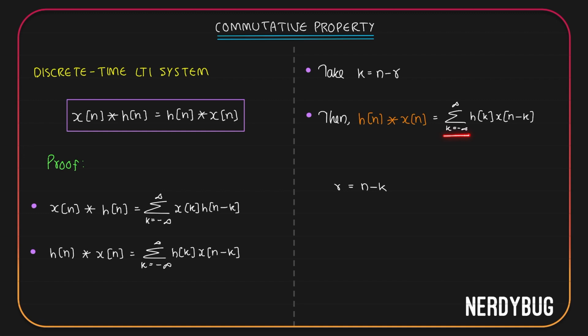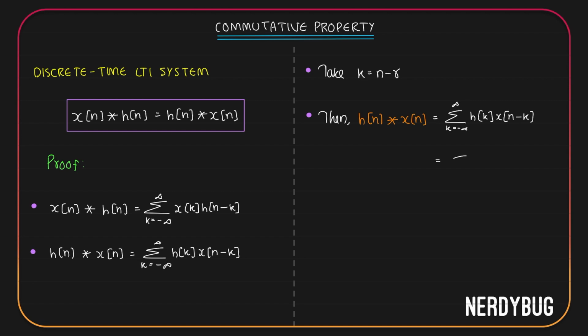When k tends to be minus infinity, here we get n minus k, n is an integer, so it will be n minus of minus infinity, plus infinity. So r will tend to become plus infinity. On the other hand, if k tends to be plus infinity as the upper limit, then we'll get n minus infinity and r will tend to be minus infinity. So value of r is also changing from minus infinity to plus infinity.